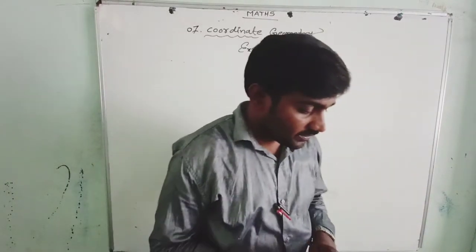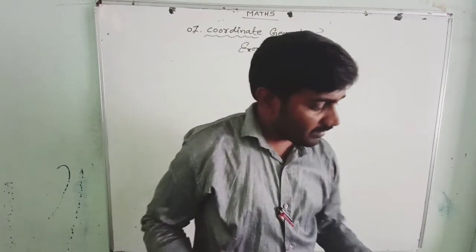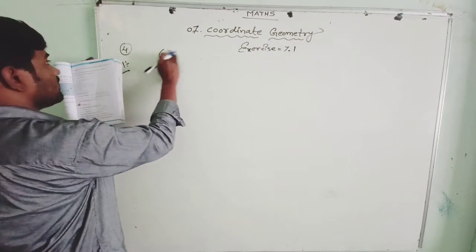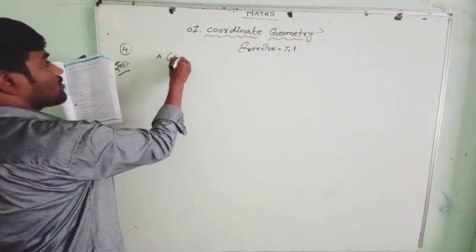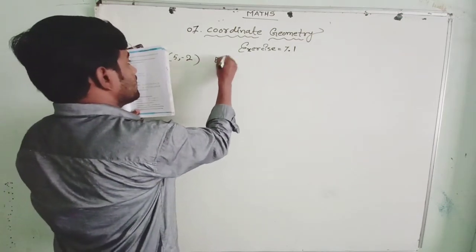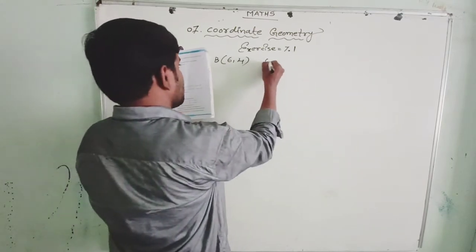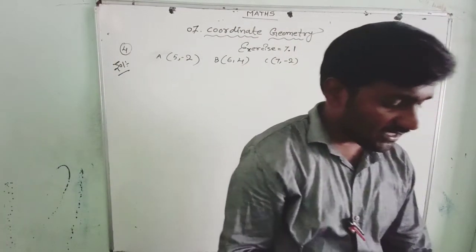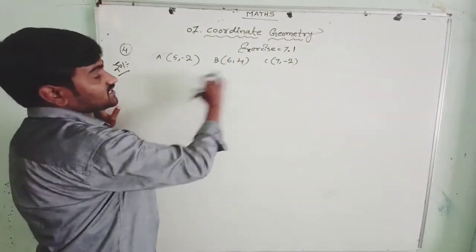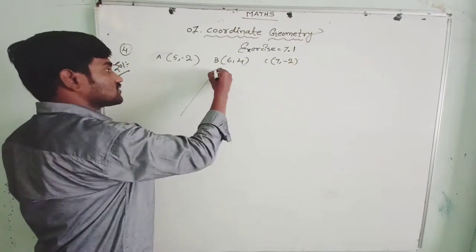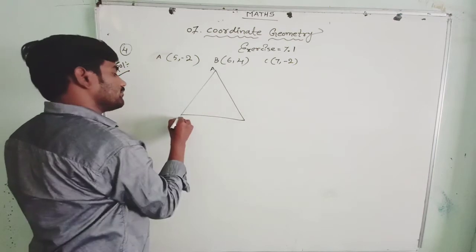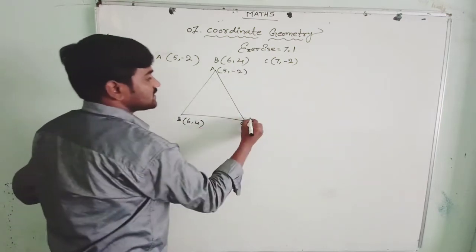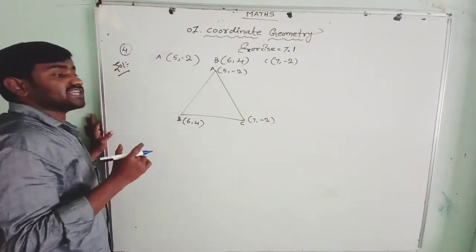The question number 4. Check whether the points A, B and C, suppose A is 5, -2, B is 6, 4 and C is 7, -2, will form an isosceles triangle or not. Will these 3 vertices form an isosceles triangle or not?